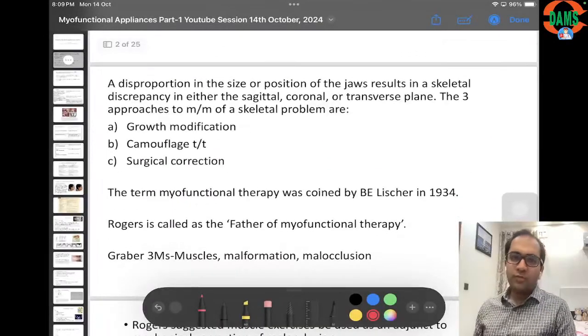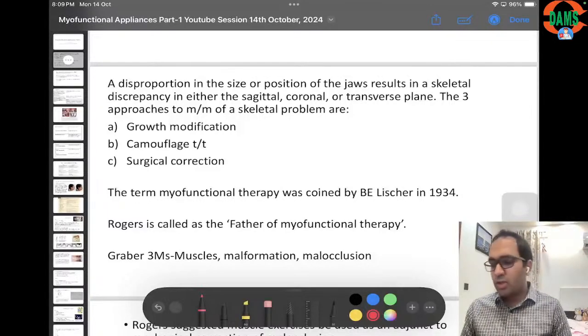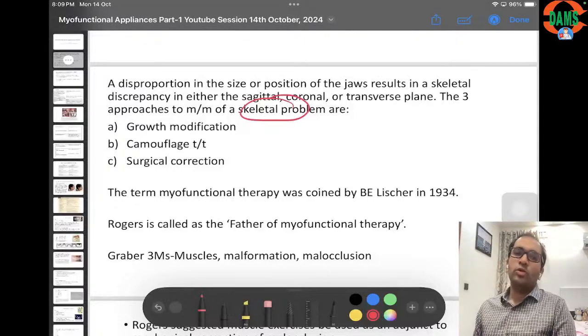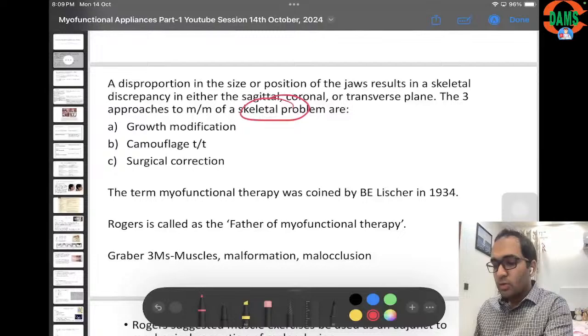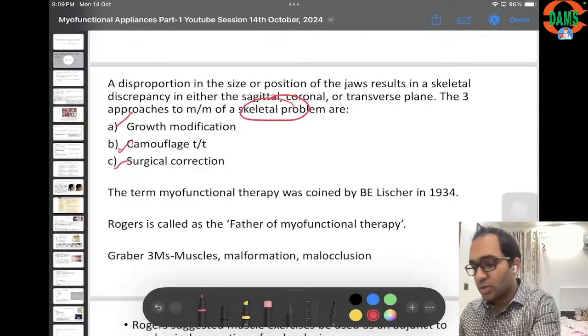So in continuation with our last lecture on orthopedic appliances, as we all know, a disproportion in the size or position of the jaw results in a skeletal discrepancy, which can be either in the sagittal, coronal or transverse plane. So the three approaches towards the management of this skeletal problem are growth modification, camouflage option or surgical. Surgical option we've already discussed in the orthosurgical management.